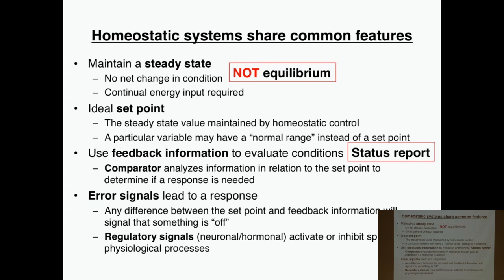And regulatory signals are neuronal or hormonal signals that will activate or inhibit specific physiological responses that will ideally help to reduce that error signal. It'll help you get back to that homeostatic set point. And they do this through the work of effectors. And these effectors will actually be the things responsible for causing changes to the internal environment.